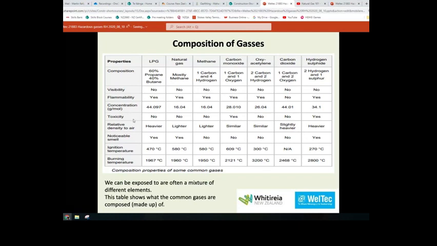Concentration, I don't worry about that one too much. Toxicity: the toxic gases are carbon monoxide and hydrogen sulfide. That means they're poisonous. If you breathe them in, it can kill you.